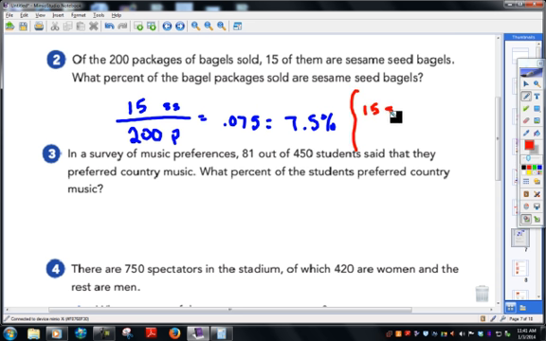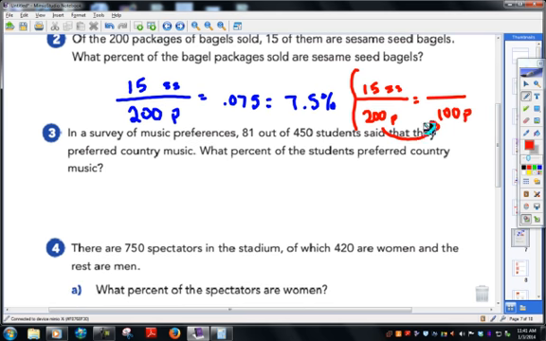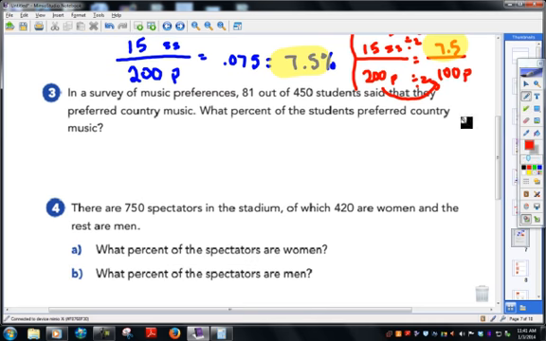Okay? Let's do it the other way now. 15 sesame seeds out of 200 total packages. I know that 200 can become 100. If I cut my packages in half, can I just cut my sesame seed bagels in half? 7.5. Same answer, guys. Hope you're seeing it. It's the same thing over and over and over.